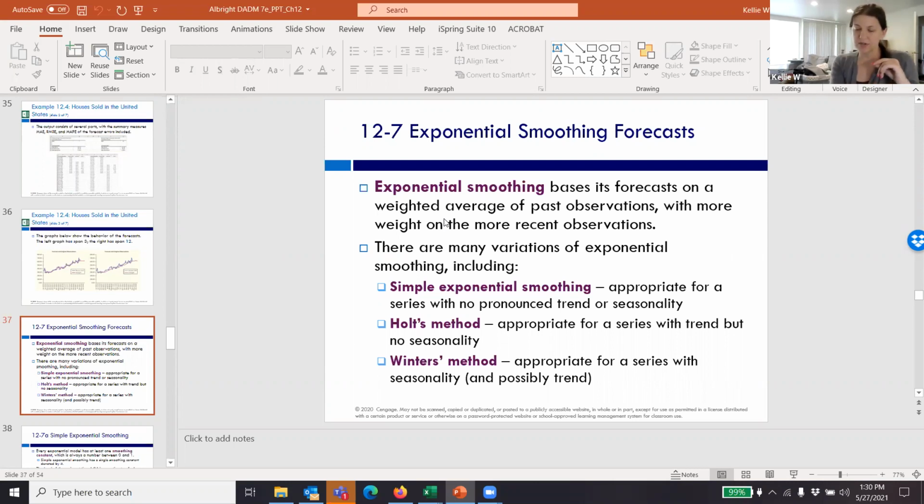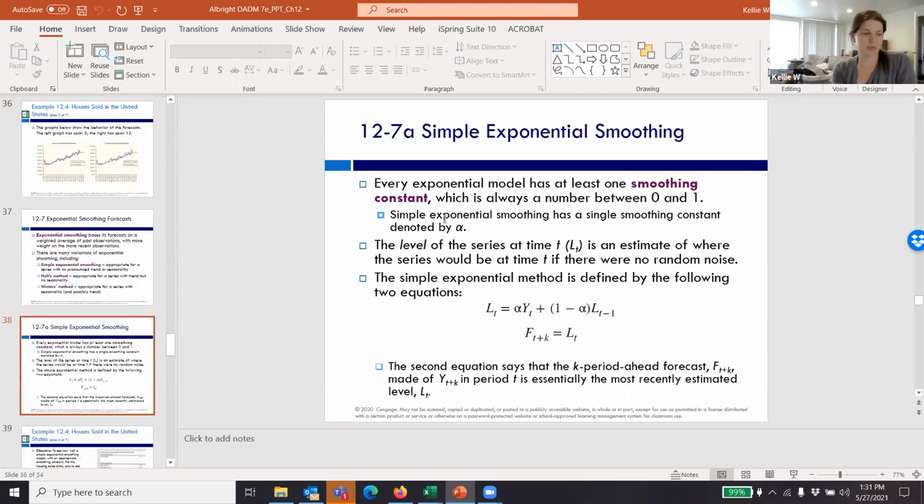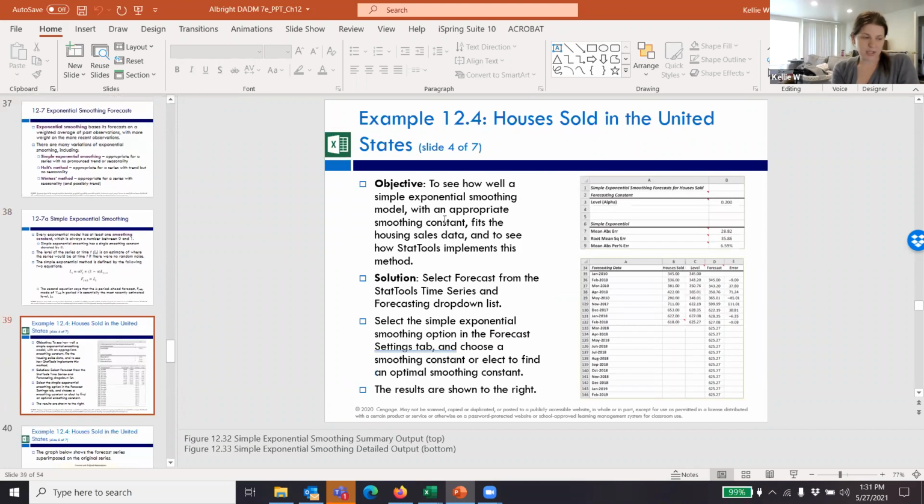So when you go into StatTools, you have these choices. You can run Winters or Holt's or simple. It's just a matter of knowing which one is appropriate. Every exponential model has at least one smoothing constant. It's always a number between 0 and 1. If we're doing simple exponential smoothing, there's one smoothing constant, which is denoted by alpha. We're not going to get too much into the math, but I just want you to see, so we can do this in StatTools.